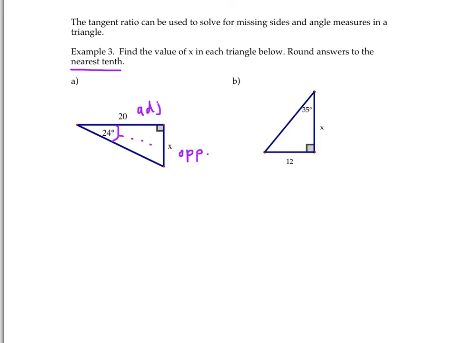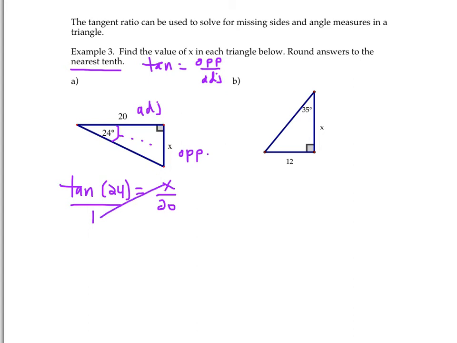Okay, we know that tangent is the ratio of the opposite side to the adjacent side. And so that lets us set up an equation here in part A. So we can say that the tangent of 24 degrees is equal to x over 20, opposite over adjacent. I want you to think of this as a proportion when we go to solve this. So put tangent of 24 over 1, and then to solve a proportion, remember that we cross multiply.